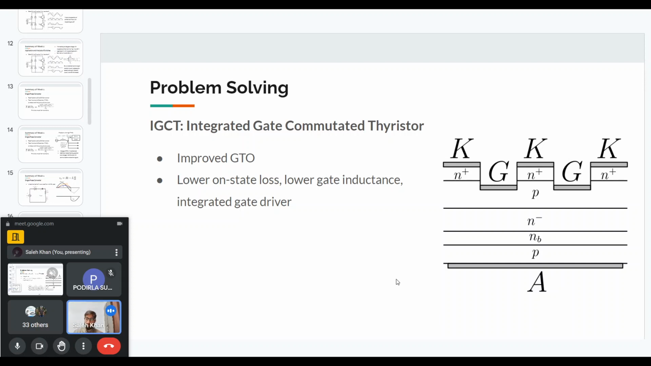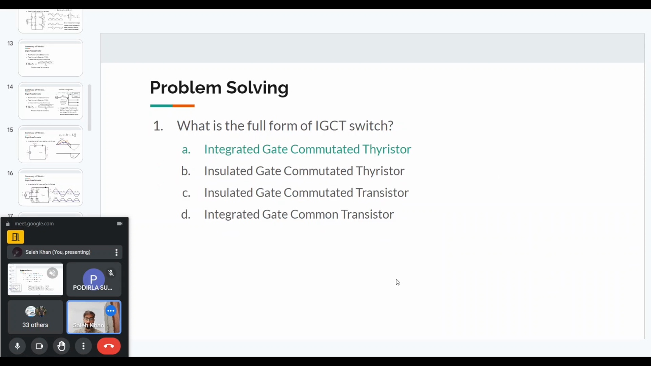So the point basically is that IGCT stands for Integrated Gate Commutated Thyristor. It's a thyristor. It is one of the thyristors. It is not a transistor, and it is not insulated gate like we have for IGBT. So it is Integrated Gate Commutated Thyristor. So the answer will be A.